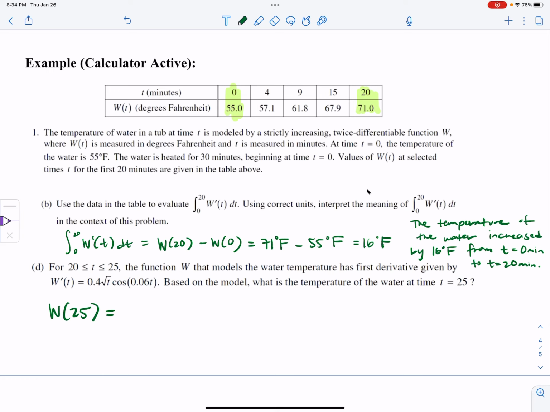Okay. Well, we know what the temperature was at 20 minutes. So we could use that as our starting point. So we could say that's equal to W of 20, which is 71 degrees Fahrenheit. And then we want to know what the change in the temperature is from 20 to 25 minutes. So we could integrate from 20 to 25 W prime of t.